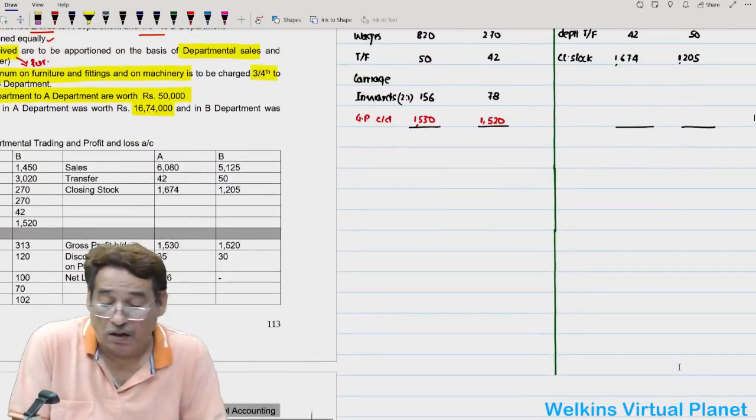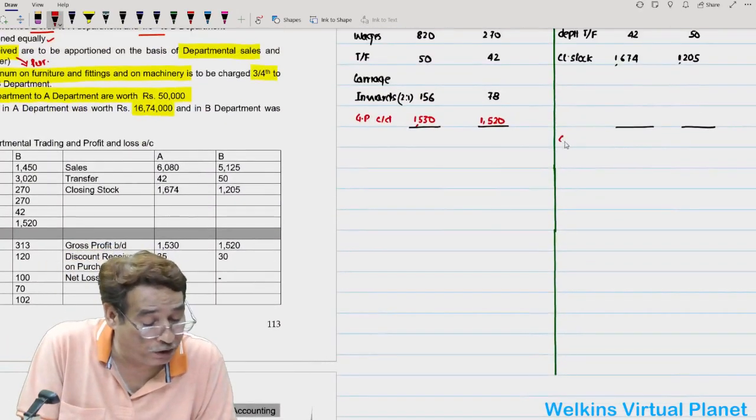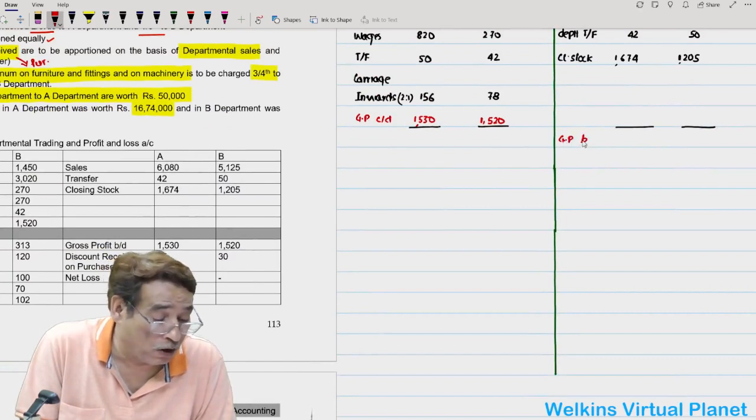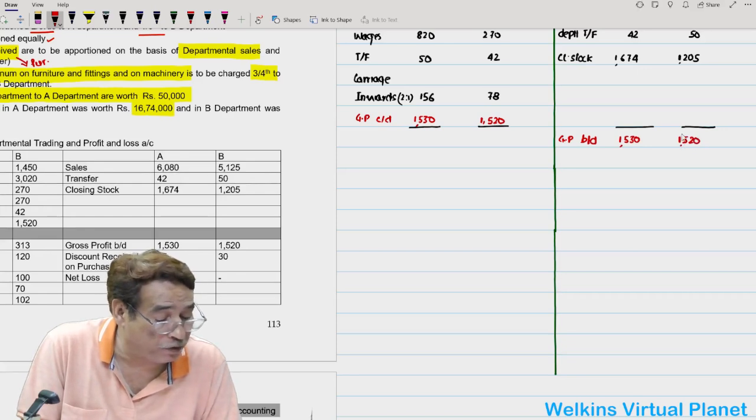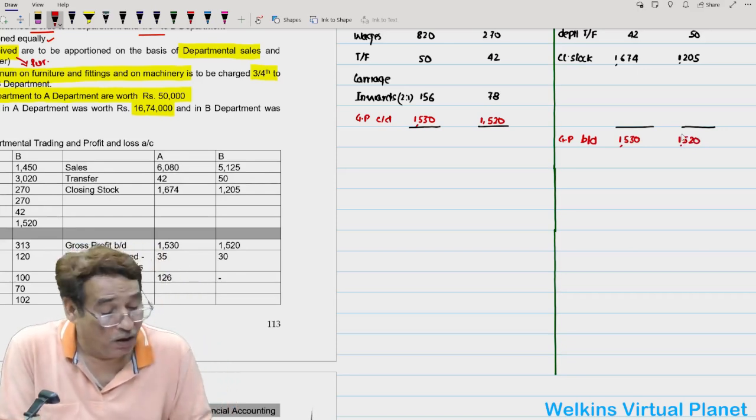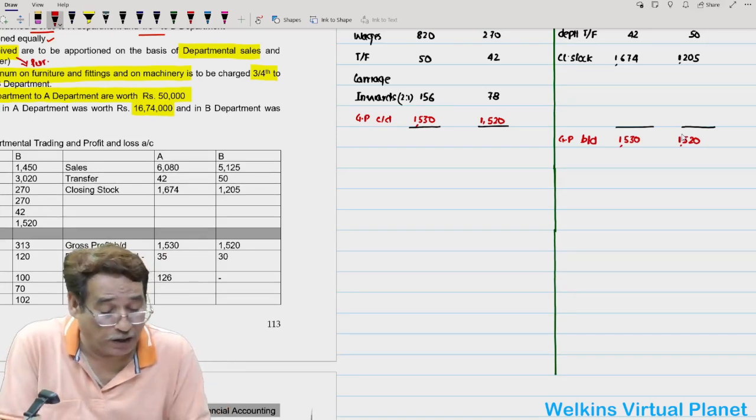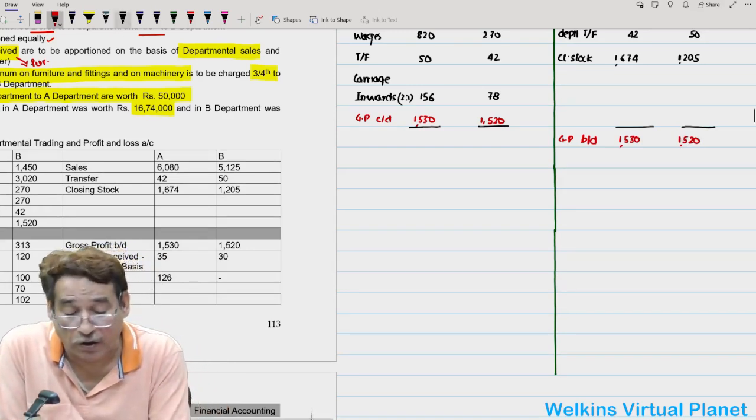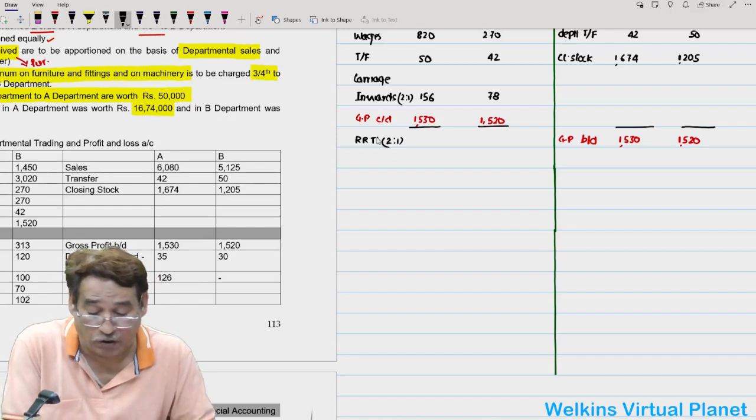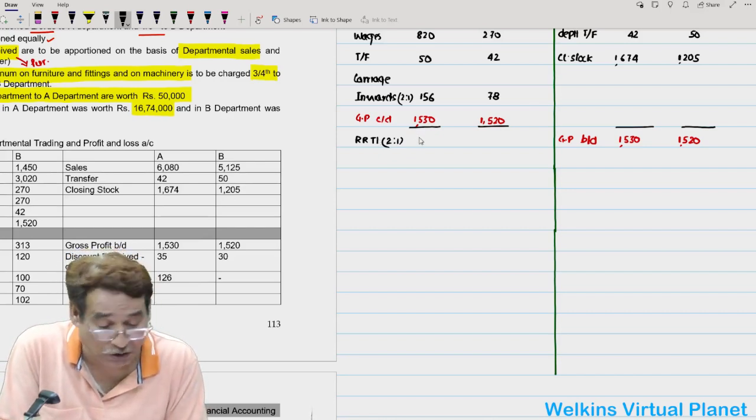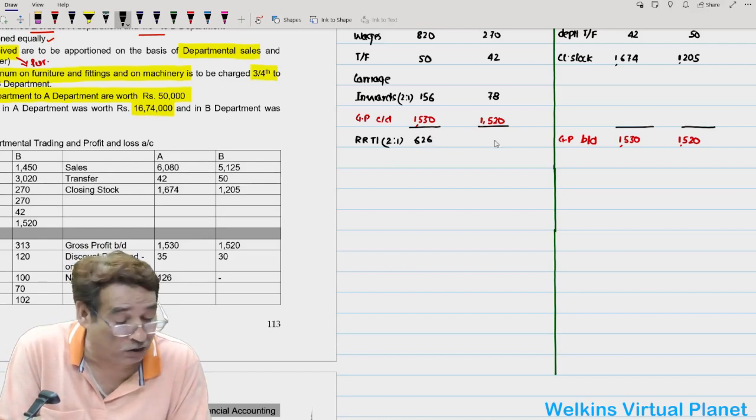That is the profit and loss account. Gross profit brought down is equal to 1530 and 1520. Correct? Is it clear to you? Now, lots of expenses have been given in this particular question. So we start with rent, rates, and taxes. I will use the short form rent, rates, taxes, and insurance. And below, as per the information, this item needs to be divided in the ratio of 2:1. So write 626 and 330.